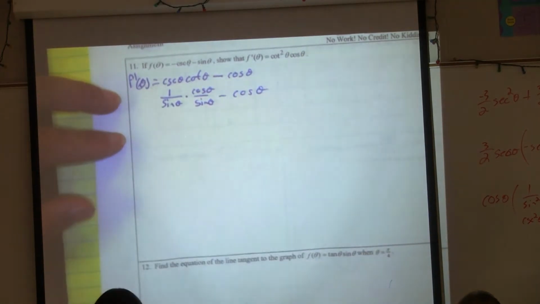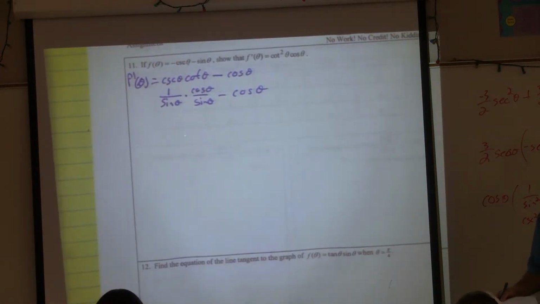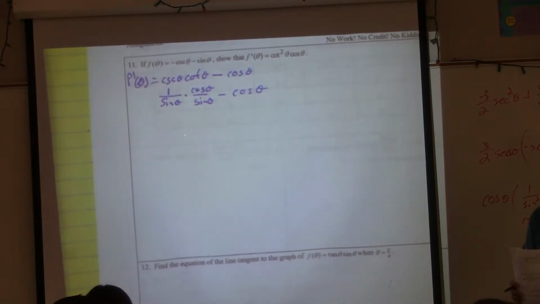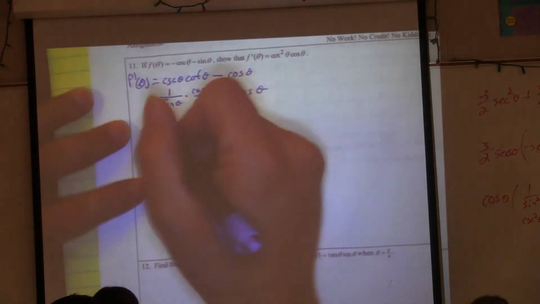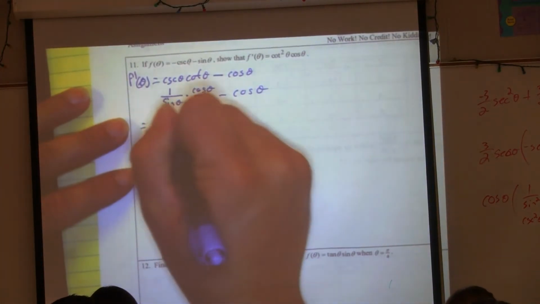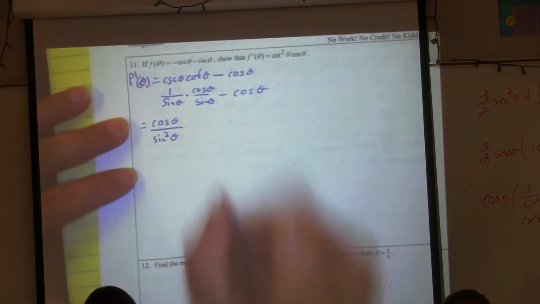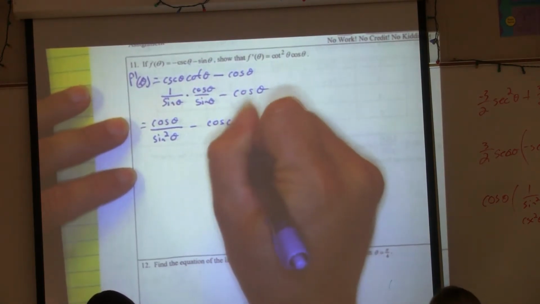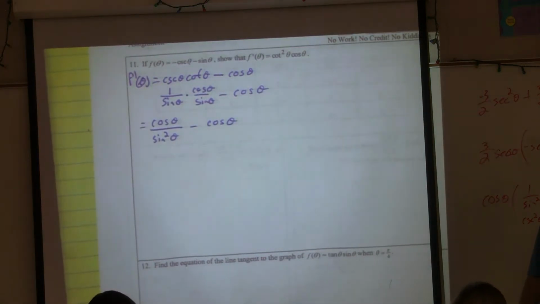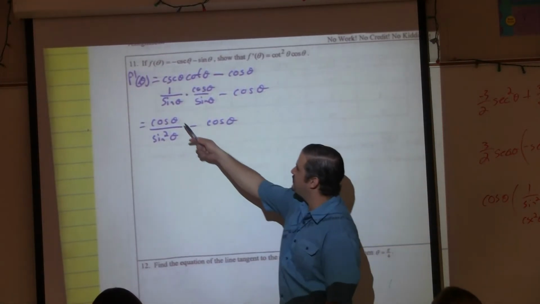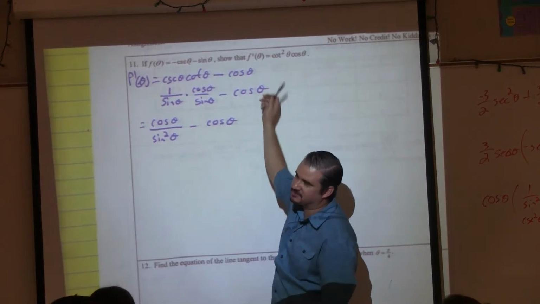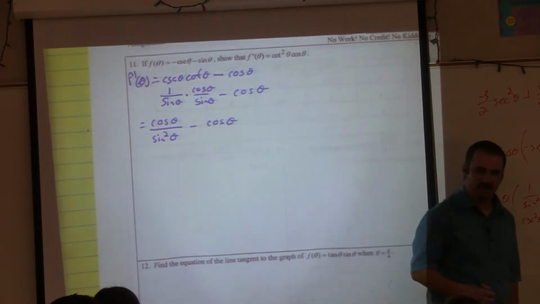All right, so what does that become? That becomes cosine over what? Sine squared theta minus cosine theta? Okay. Man, if only this was cosine squared over sine squared, then it would be cotangent squared. But it's not.